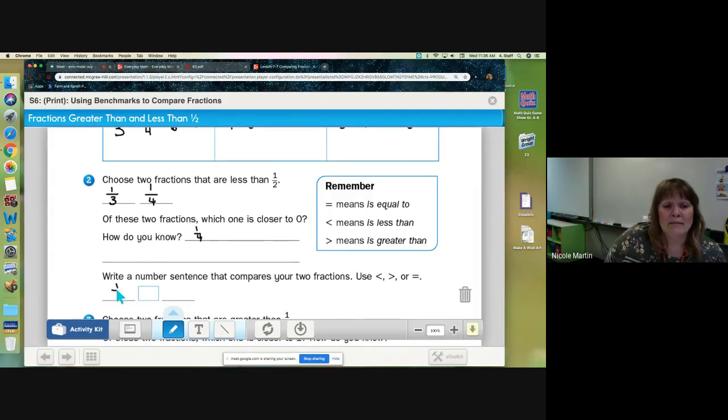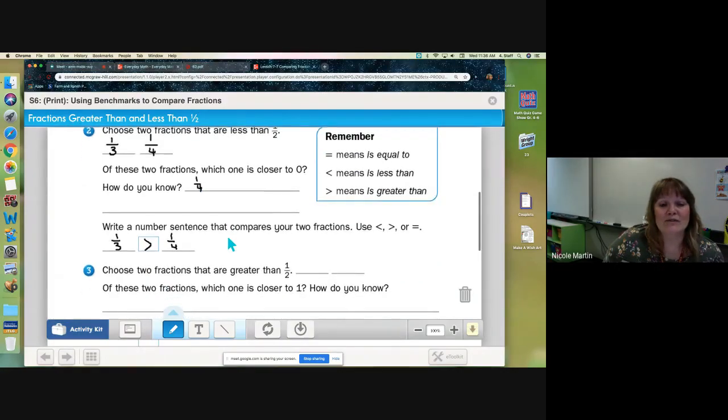So I could write my number sentence saying 1/3 is greater than 1/4. So in fractions, when the denominator is bigger, it's actually smaller in size. Kind of crazy, I know.